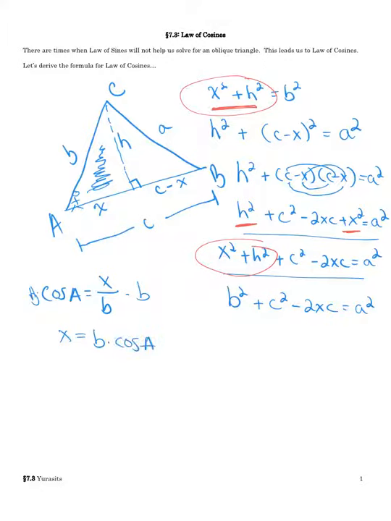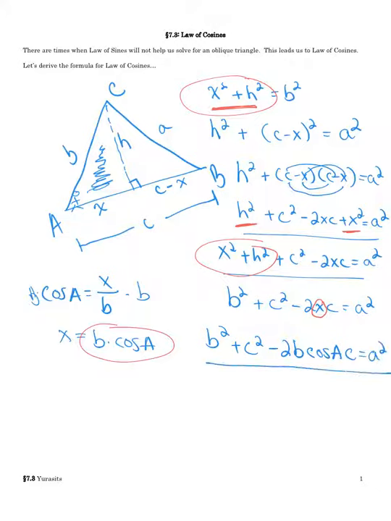So now what I can do is replace x, here's an x, right, with b times cosine A. So now I have b squared plus c squared minus 2 times b cosine A times c equals a squared. This is a beauty, huh? This is actually law of cosines. I'm just going to clean it up a little bit.